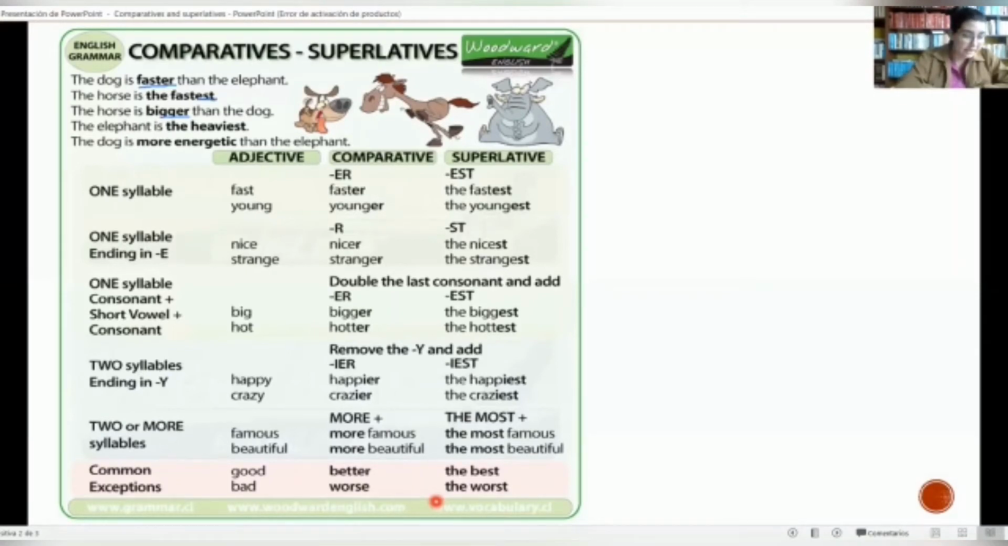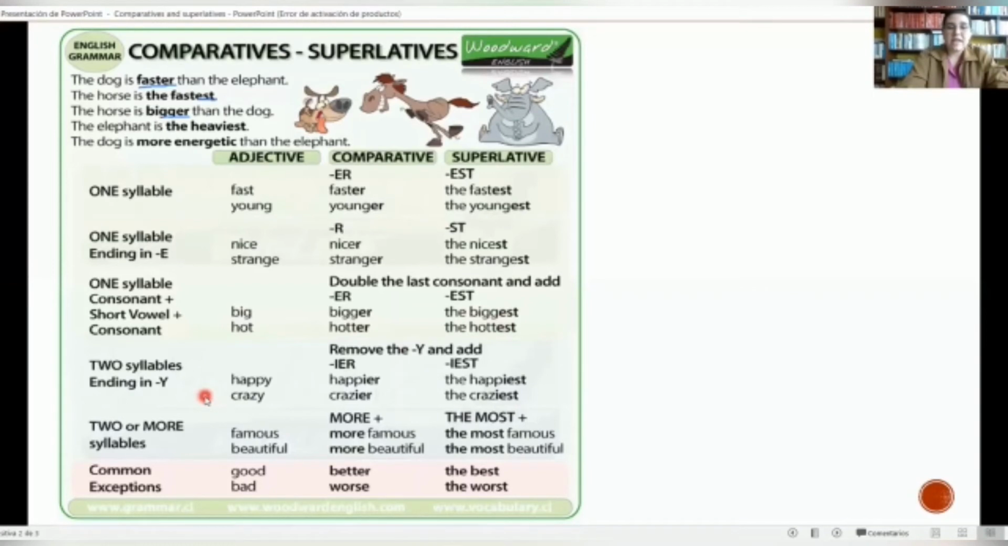In this case, I think they are talking about this dialogue, short vowel I and the other consonant G. When you have this, you need to duplicate the last consonant and write the ER. For example, bigger if it's a comparative, and if it's a superlative, you use biggest.